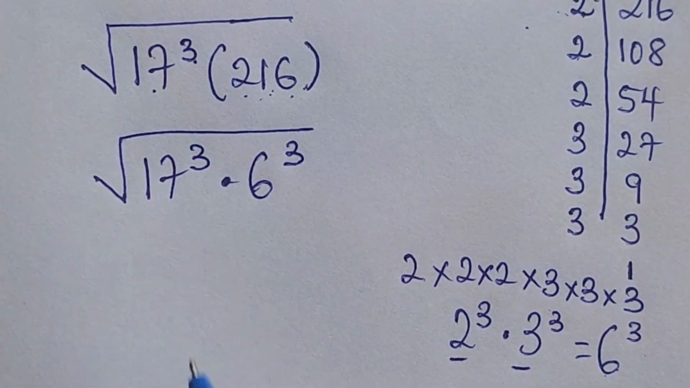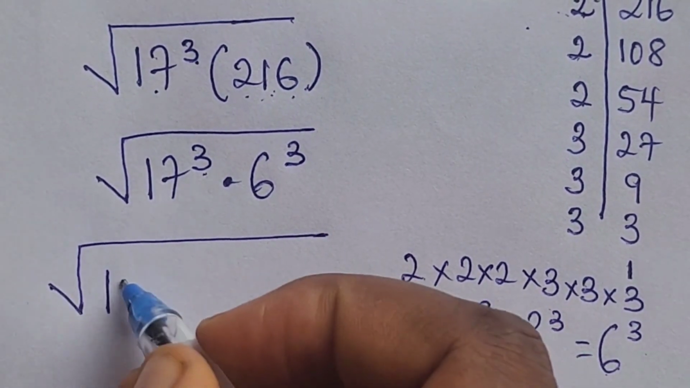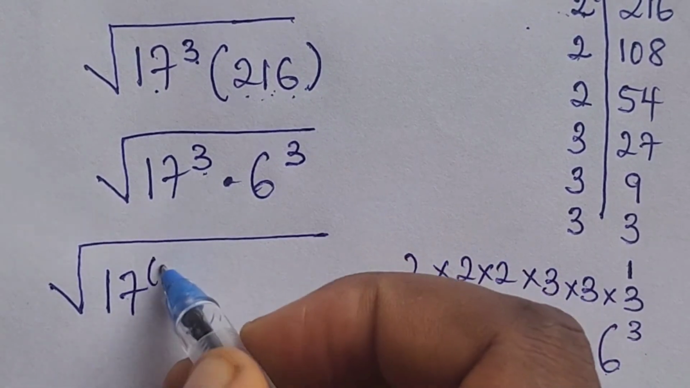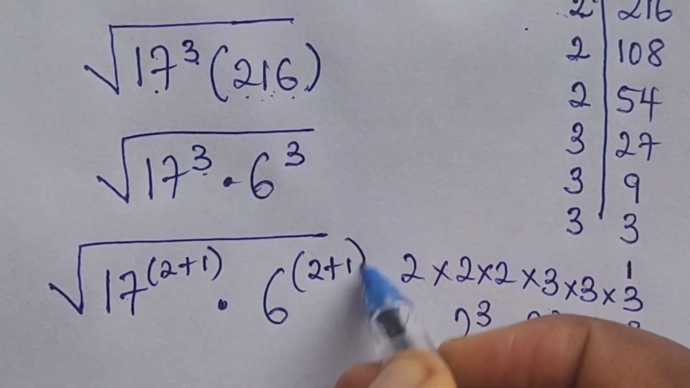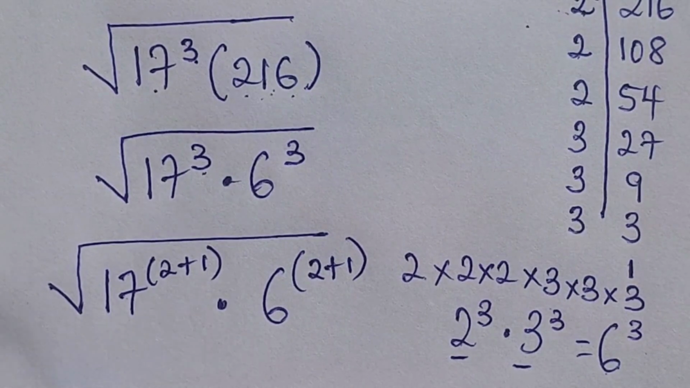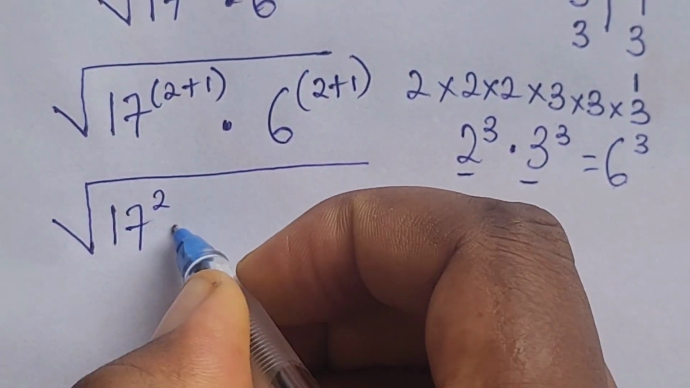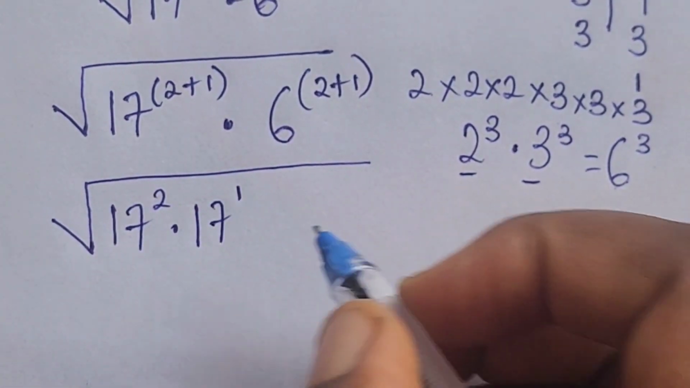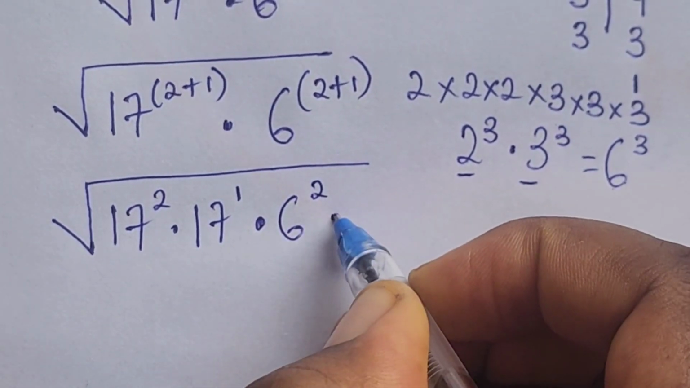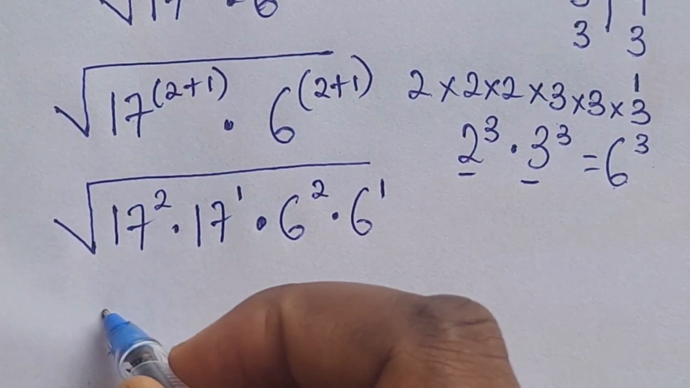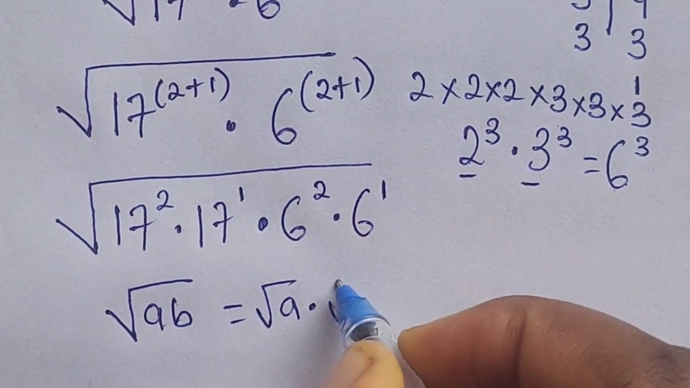So from here, we can split these powers to have the square root of 17 to the power of 2 plus 1 times 6 to the power of 2 plus 1. So this will give us the square root of 17 to the power of 2 times 17 to the power of 1 times 6 to the power of 2 times 6 to the power of 1. But when we have the square root of AB, this is the same as root A times root B.